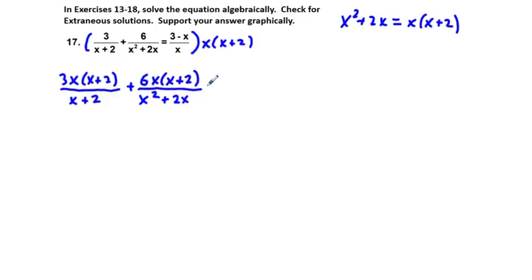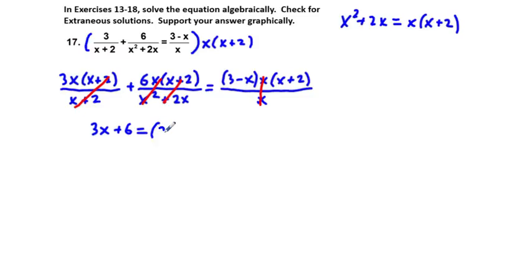And now on the right side of the equation we have this 3 minus x that I wrap inside parentheses times x times quantity x plus 2, and that's going to be all over x. And then we cancel what we can. We have x plus 2 cancel. We have x times quantity x plus 2 cancel this x squared plus 2x in the denominator. On the right side we have x over x cancel. And so what we have left is 3x plus 6 equals, we have 3 minus x times quantity x plus 2.